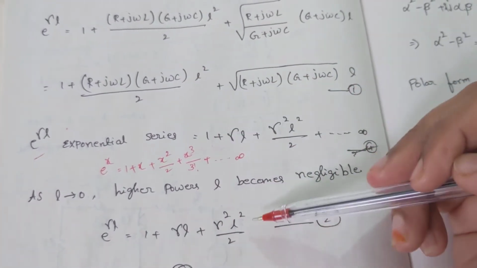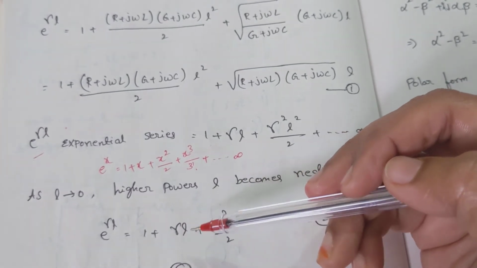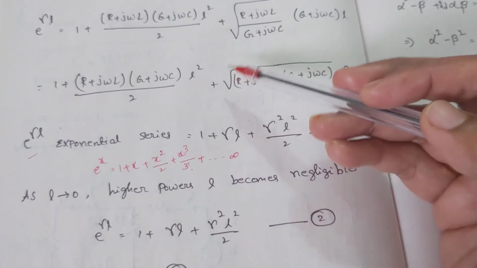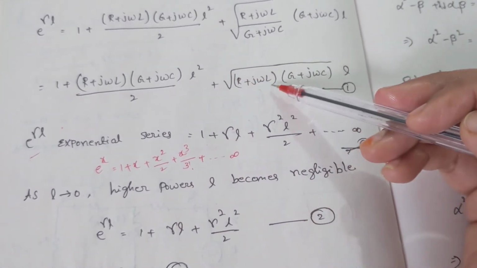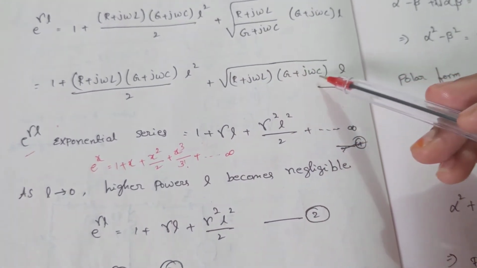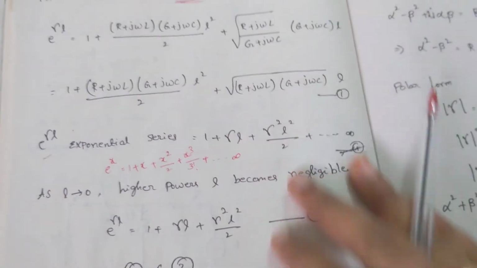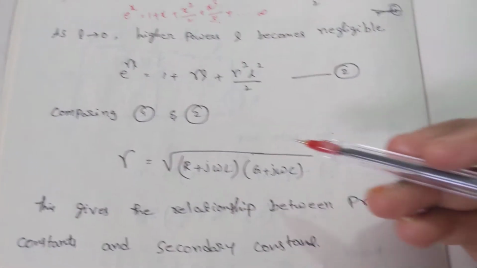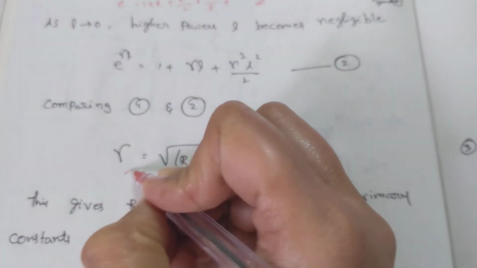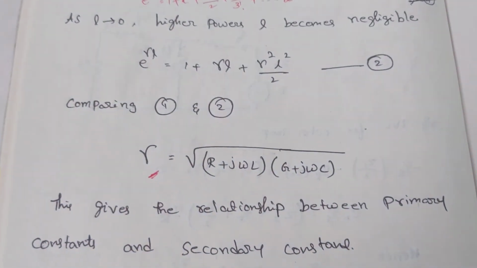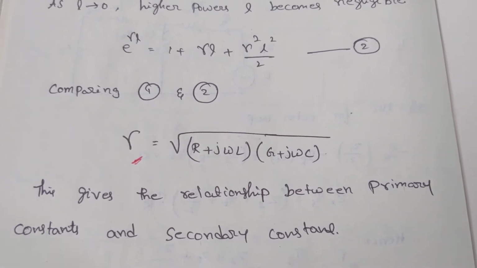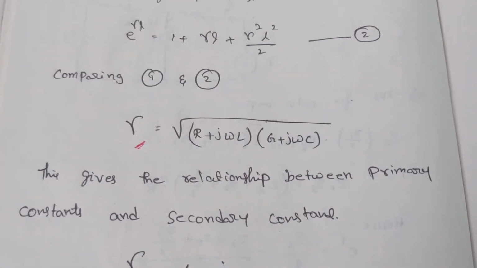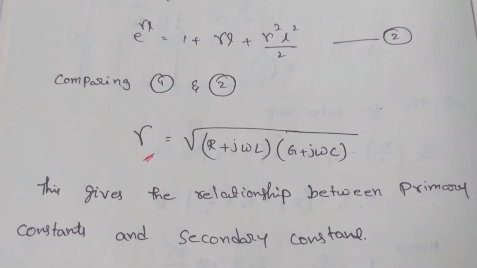So by comparing the values, gamma is nothing but root over r plus j omega L into g plus j omega C. So the expression for gamma, which is your propagation constant, is root over Z1 into Z2, that is, root over r plus j omega L into g plus j omega C.